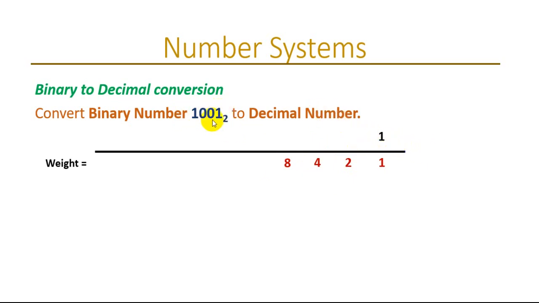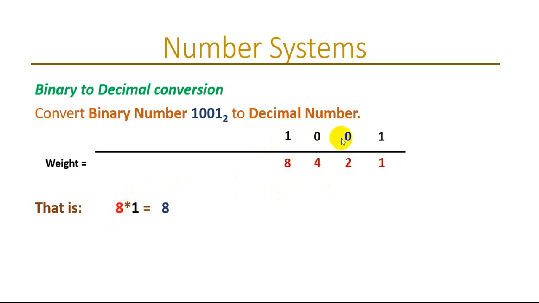Then the next one, this 0 here, this 0 we put here, and this one we put here. So 1, 0, 0, 1 is written on top of the weights. Next, you calculate 8 into 1, that is this one. We are taking one 8, so 8 ones.